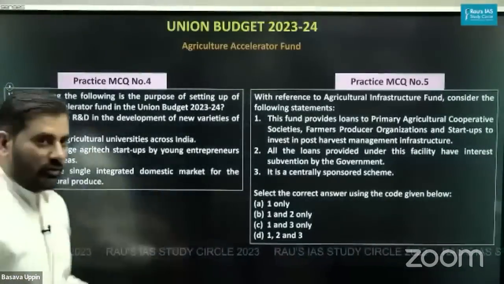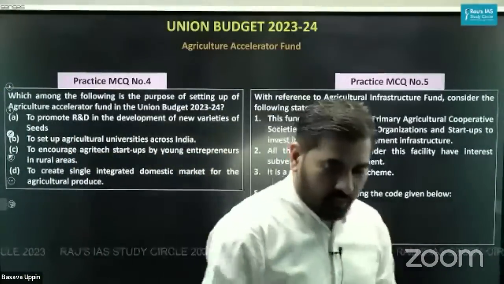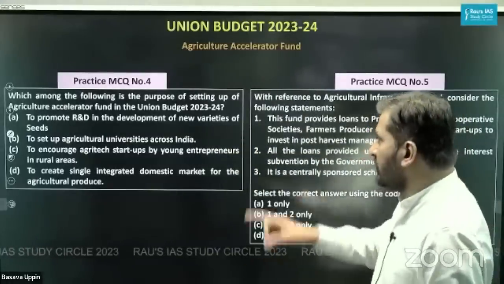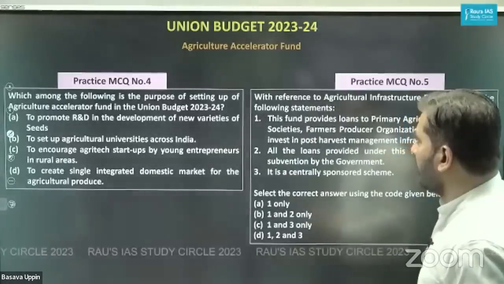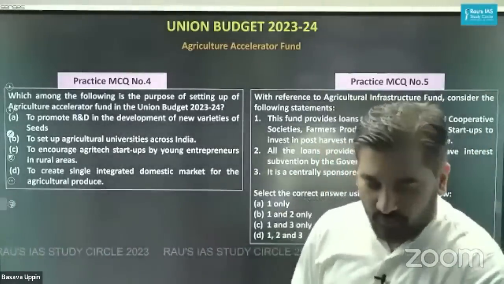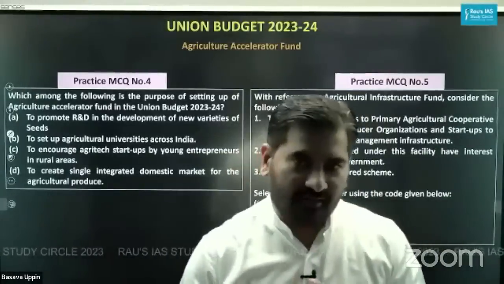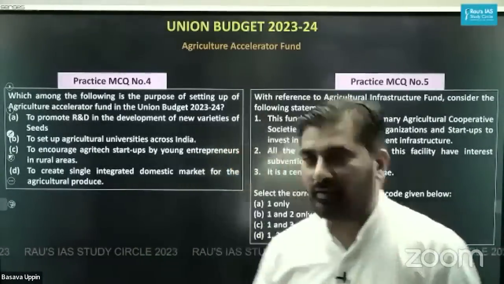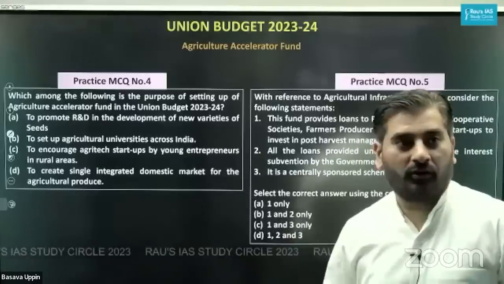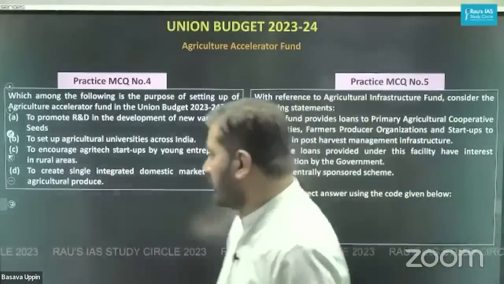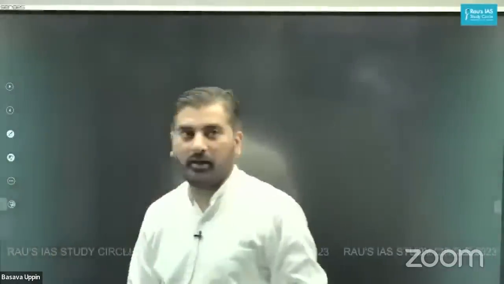Okay. Now coming to the agriculture sector. In the agriculture sector, let's start with the first initiative. The first initiative is Agriculture Accelerator Fund. Once I discuss everything related to Agriculture Accelerator Fund, I will come back and solve these two prelims questions for practice. So let's start with the concept of Agriculture Accelerator Fund.